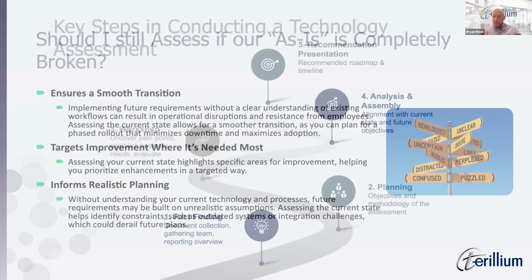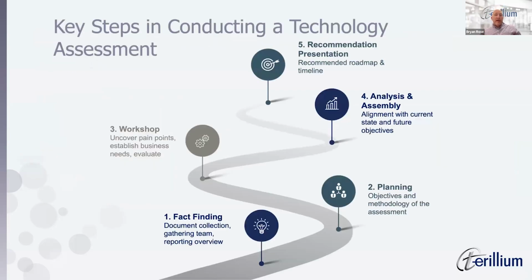So when we think about going through a technology assessment, what are the key cogs or key areas that I always try and focus in on when we do these assessments? And it's really broken into 5 key areas, right? So we've got our fact finding, our planning, workshops, which is where the majority of the time will be spent, your analysis and assembly, and then finally, your recommendations to the business.